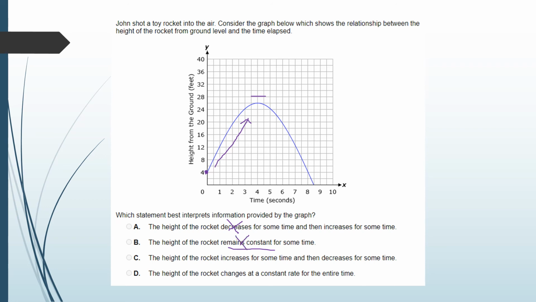The height of the rocket increases for some time and then decreases. Yes, it does. It goes up in the air till it gets 26 feet off the ground and kind of curves down and comes back down and hits the ground. Okay, so it increases and then it decreases. So that one does sound right. And it changes at a constant rate for the entire time. That would mean that this graph is a straight line, and it is not.